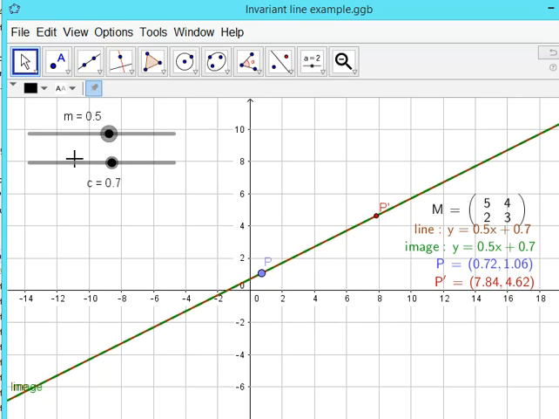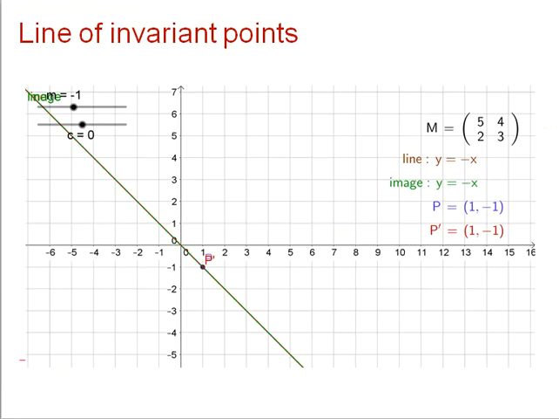So there we have, actually, and interestingly, when m equals 0.5 and c equals 0.7, we also have an invariant line. However, in this particular instance, we can see that the point P doesn't map exactly to the same image. The image is, as you can see here, the blue and the red values are slightly different. So that's quite an interesting result.